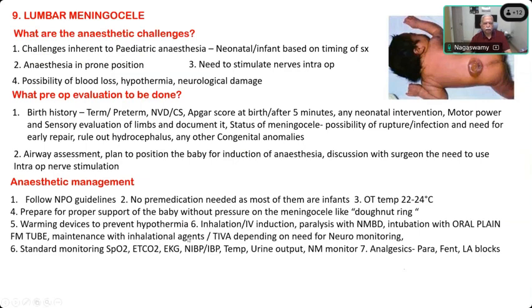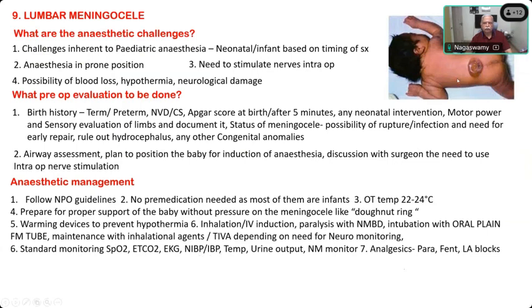Warming devices to prevent hypothermia. Inhalation or IV induction. Paralysis with neuromuscular blocking agents. Intubation with an oral plain flexometallic tube. Maintenance with inhalation agents or TIVA depending upon neuro monitoring, just like we discussed in scoliosis. And standard monitorings like SpO2, EtCO2, EKG, NIBP.